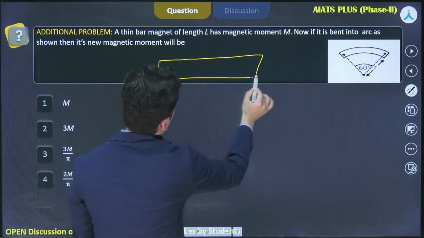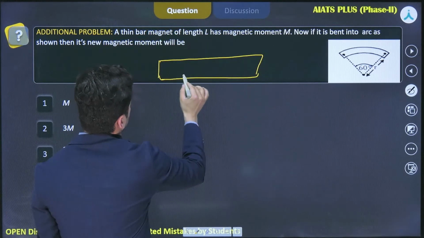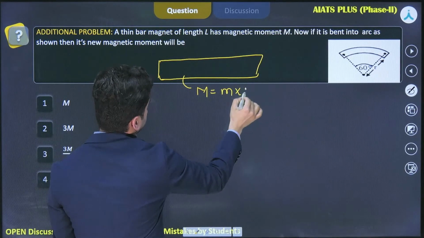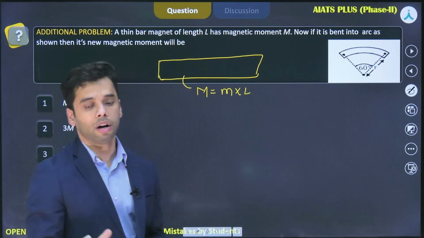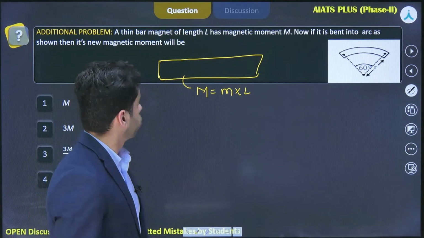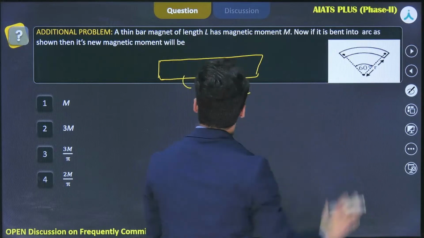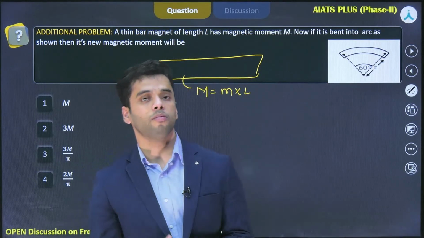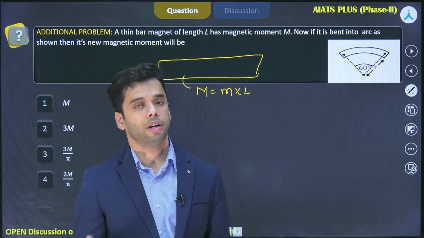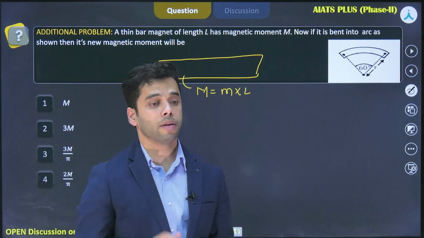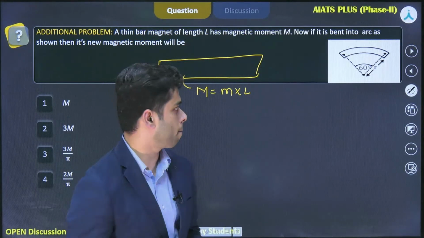So you have a bar magnet whose magnetic moment M is equal to m into L. Here m is the pole strength, L is the distance between the poles. Now it is bent into an arc as shown. So this is how it is bent, and you need to find out the new magnetic moment. If you understood the previous problem, attempt this problem, and if you are getting the answer, put the answer in the comment box. I'll wait for your answer.